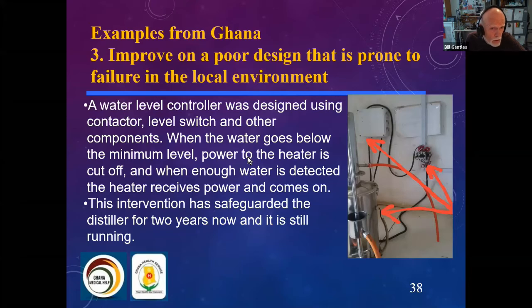Solution was to design a water level controller using a level switch, a contactor, and other components. Now when the water goes below the minimum level, you can see in this picture the water level sensor was installed into the side of the distiller, and the other components are mounted on the wall. When the water level goes below the minimum level, power to the heater is cut off. Then when enough water is detected, the heater receives power and comes on. This intervention has safeguarded the distiller for 2 years now, and it is still running satisfactorily.